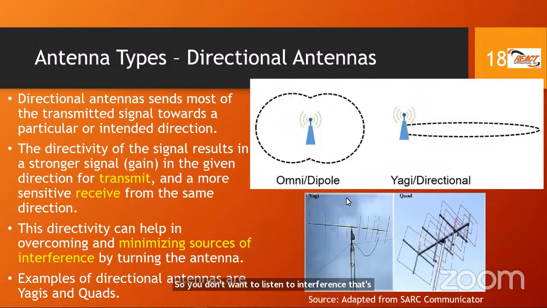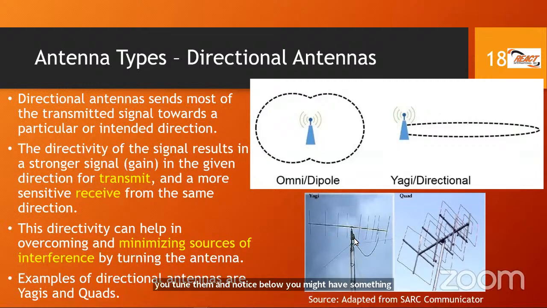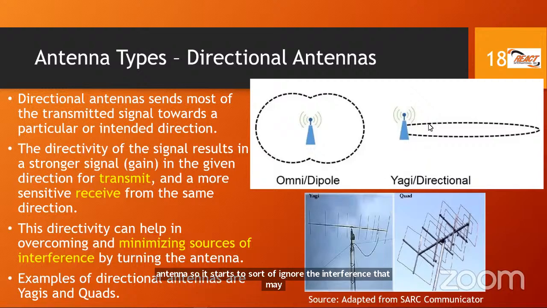So you use antennas like these that are directional, and you turn them, and notice below you might have something like a rotor, or what we call a rotator. That may turn the antenna in the direction that you need it to be, because other directions will not be as sensitive, and therefore you could actually get rid of some interference or interfering signals by using directional antennas. So it starts to sort of ignore the interference that may be coming from a particular direction. You just point the antenna away from that interference.